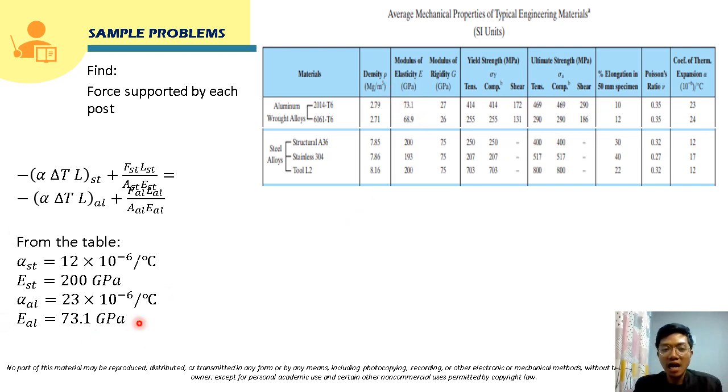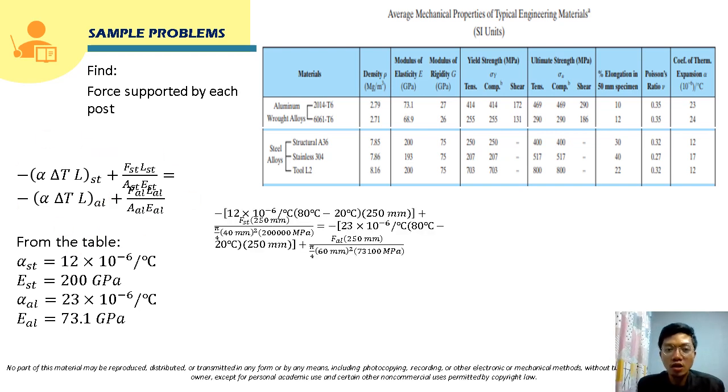Okay, so from these values, class, we can now substitute them in our equation. For the steel, this will be negative, times the alpha. The alpha is 12 times 10 raised to negative 6 per degree Celsius. For the temperature change, that will be final 80 degrees Celsius minus initial 20 degrees Celsius, times the length of the steel, that is 250 millimeter, plus FST here, which is unknown, class, times 250 millimeter, the length of the steel, over the area of the steel.